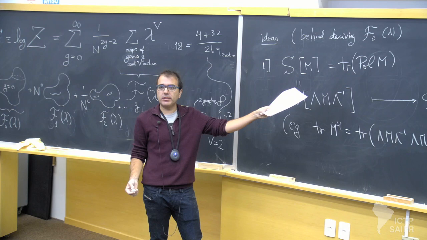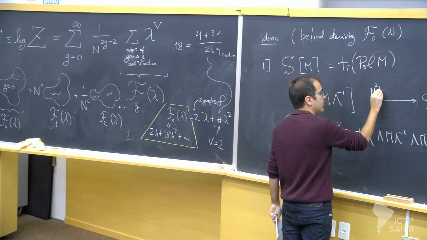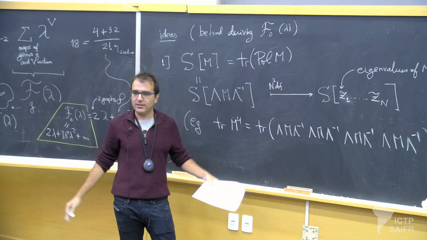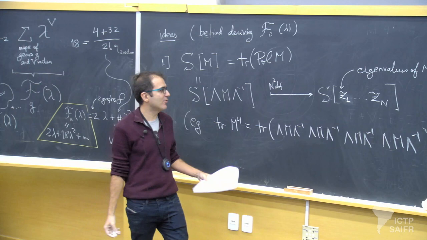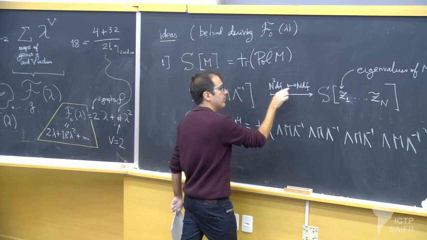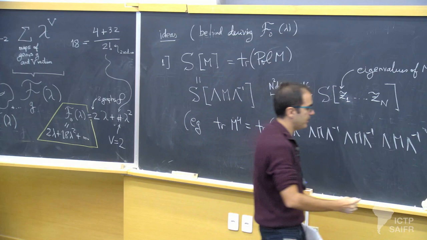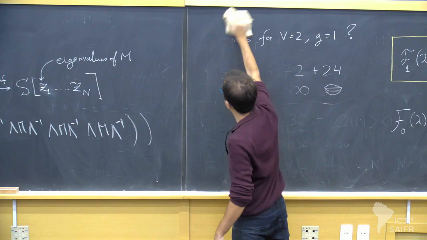It goes from N square degrees of freedom. Imagine if N is 1 million, it's 1 million square degrees of freedom to 1 million. Or 1,000 square degrees of freedom to 1,000. I think it looks more impressive. Okay, so this, if we could do it, it's really huge. It goes really from N square to N degrees of freedom. Okay, so that's the basic idea, that's the first basic idea.